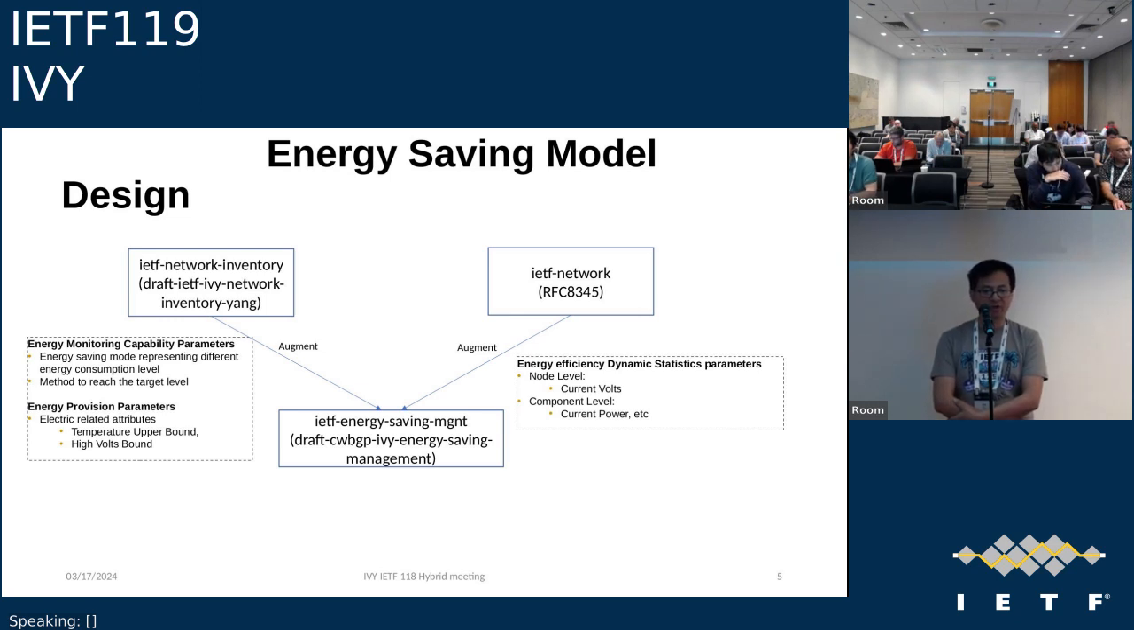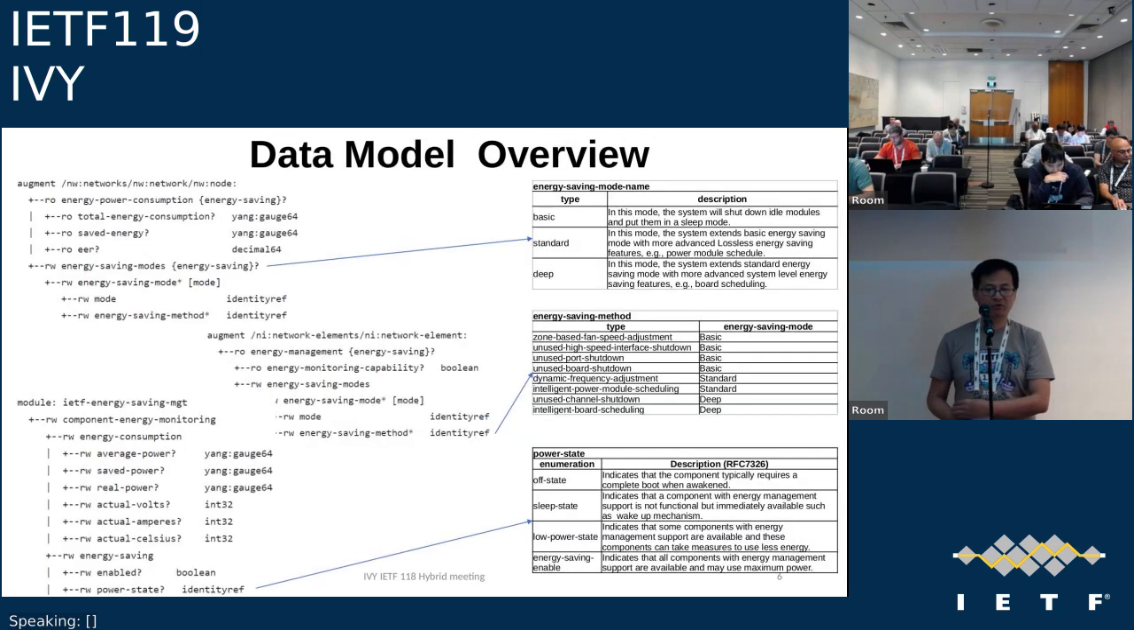In addition, we extend from the network topology YANG data model to augment it with dynamic parameters. For example, at two levels we introduce current volts and current power, these kinds of dynamic parameters. We can check with these to better evaluate the energy consumption. So this is the general model design. For the detailed model structure, you can take a look at this.